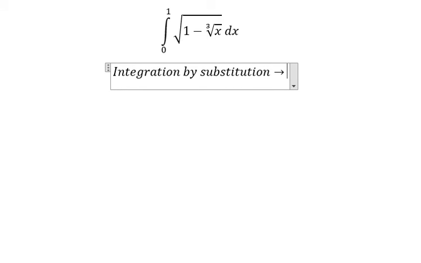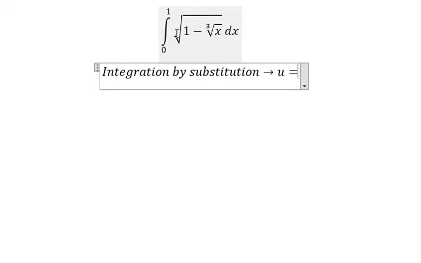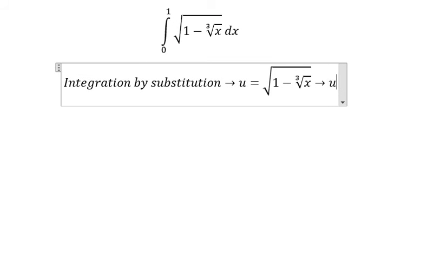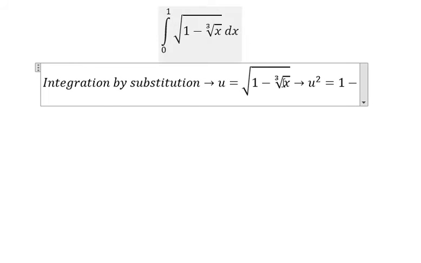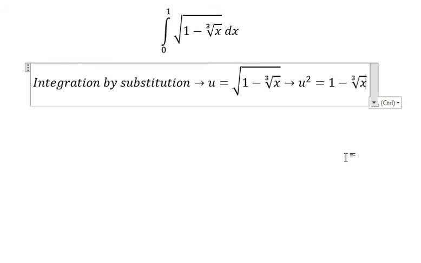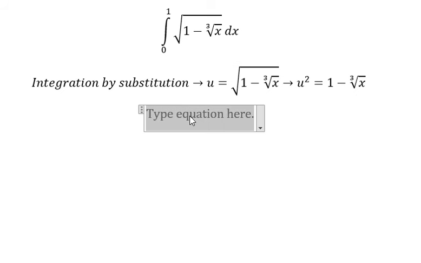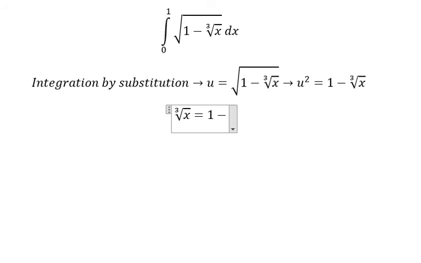So we put u equals to this one. Later we put the square on both sides. Next, we put this one on the left, u square on the right. Next, we put the power number 3 on both sides.